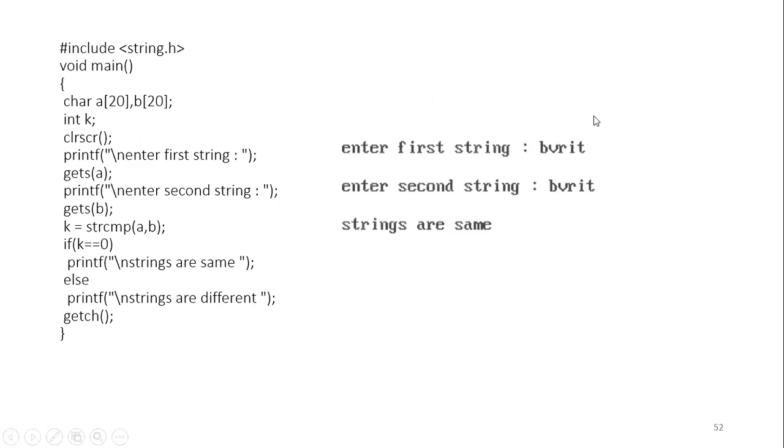In this output, we are seeing that the first string A is containing bvrit, the second string B is also containing bvrit. So the return value of the strcmp function is 0. So strings are same. If it is not same, if the second string is college, bvrit is not equal to college, then the return value is not 0, then the strings are different. The output we are going to see is strings are different.